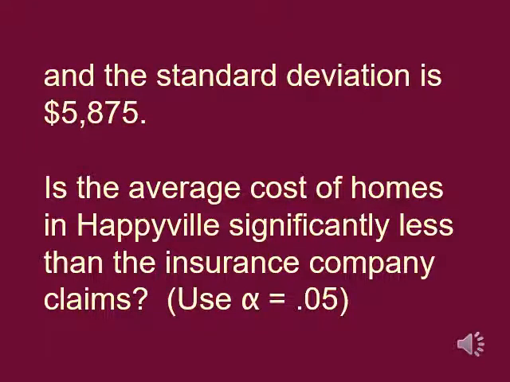Maybe these people think that they're being charged too much for insurance, so they want to show that their homes aren't actually all that valuable. That might not really be the wisest choice, because then if they make a claim, they're only going to be covered for what they say it's worth, not for what the value might actually be. So that is what they're saying though, and we're supposed to figure that out using alpha equals 0.05.